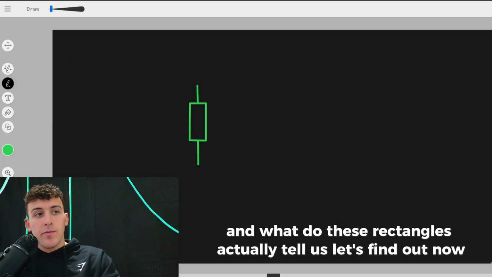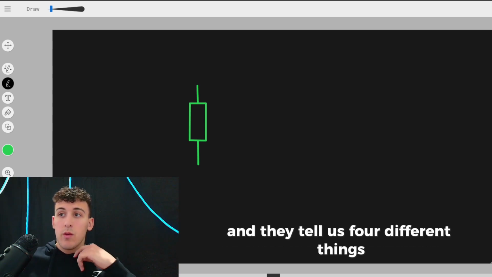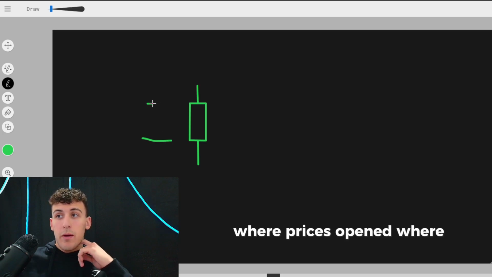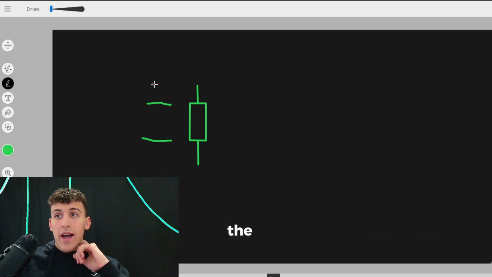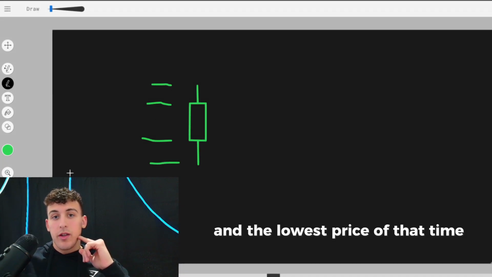Let's find out now. So these are called candlesticks, and they tell us 4 different things: where prices opened, where prices closed, the highest price of that time frame, and the lowest price of that time frame.